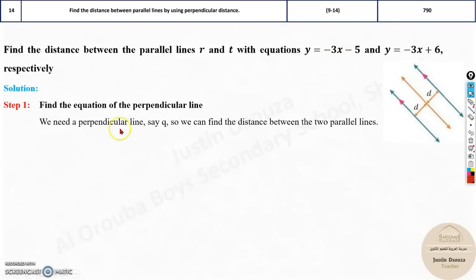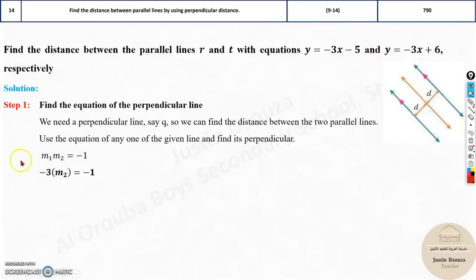So now we need a perpendicular line. We can name it anything, say q over here. Find the distance. In order to find the distance between these, now you need to use the equation of any one of the lines and then find the perpendicular. It's up to you to choose.